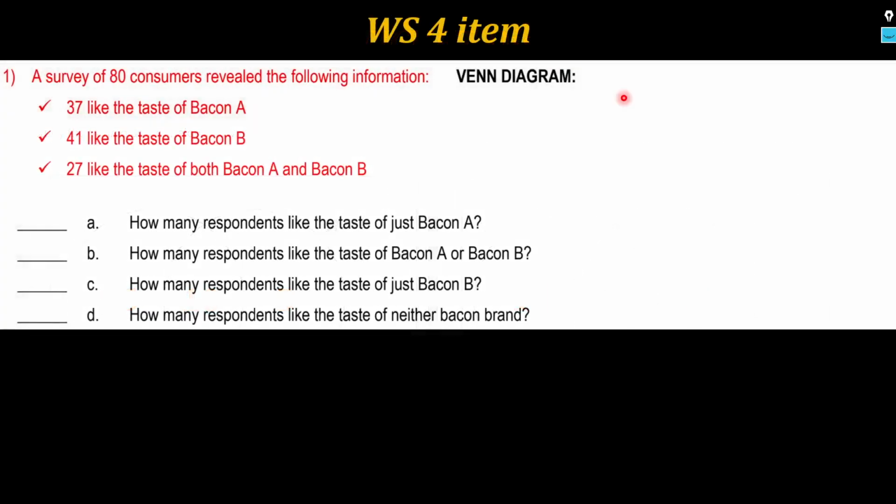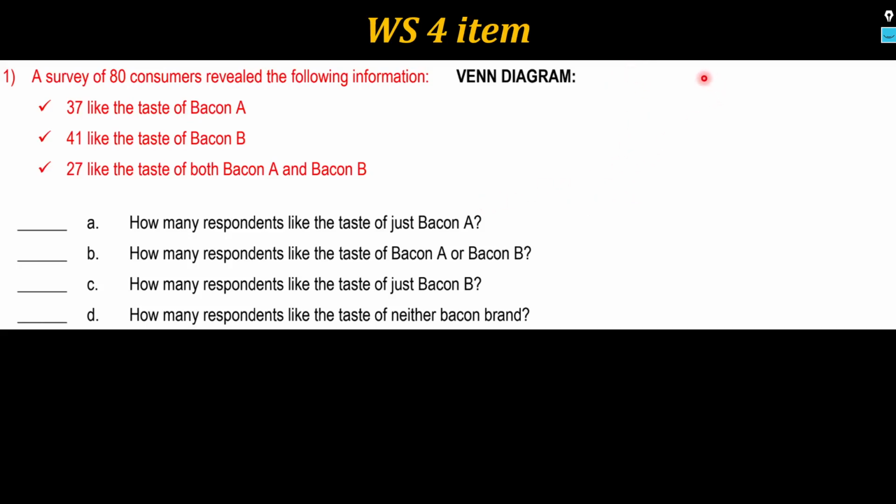Now, let's answer one item from your worksheet. This is item number 1 of the word problems. Kung inaral nyo mabuti yung material, napakadali nito. Survey of 80 consumers revealed their preference in terms of, I think, bacon. 37 like the taste of bacon A, 41 like the taste of bacon B, and 27 like the taste of both. Okay? Kapag ganito klase mga problems, nakita natin sa PowerPoint, napakadaling sagutin kapag may Venn diagram.